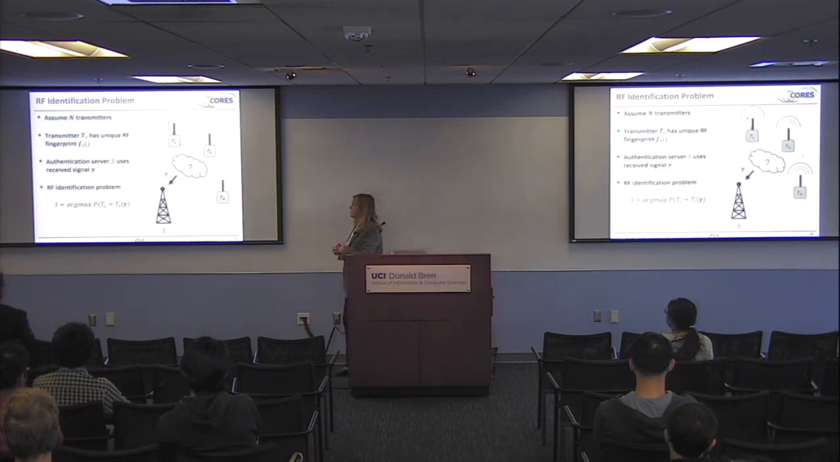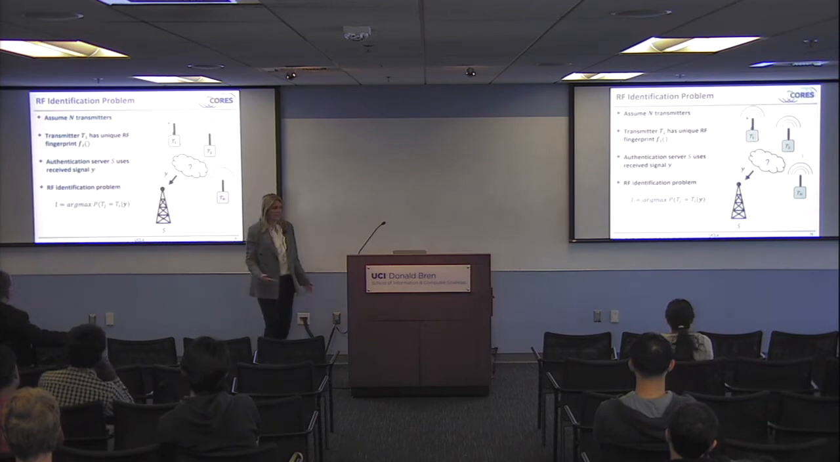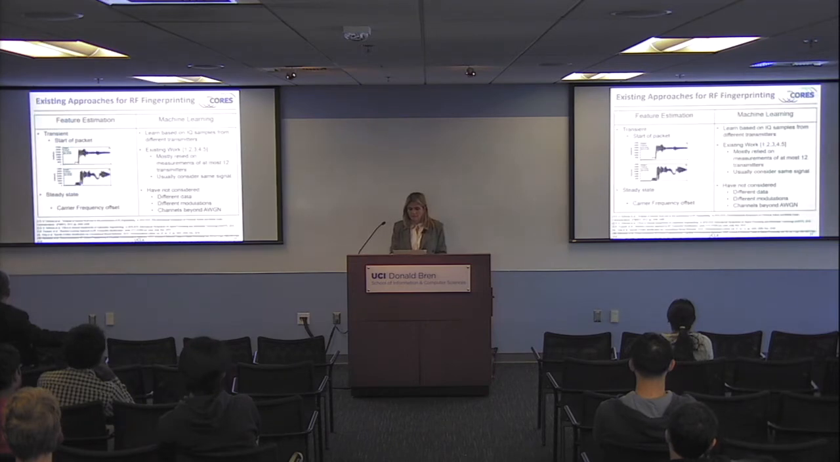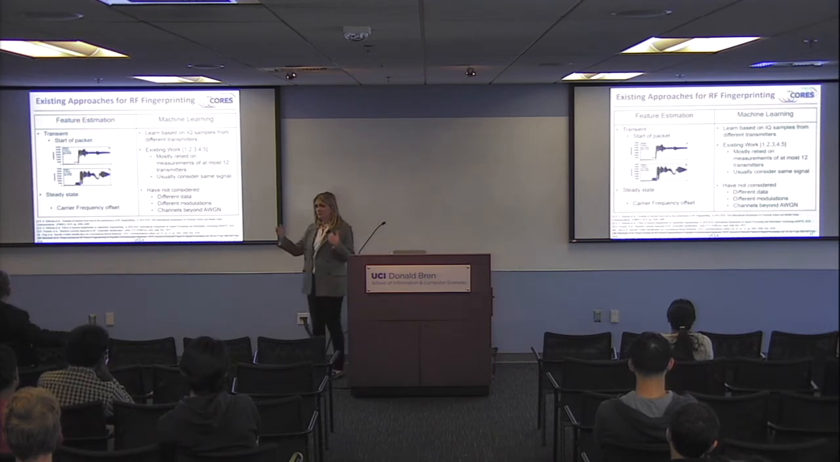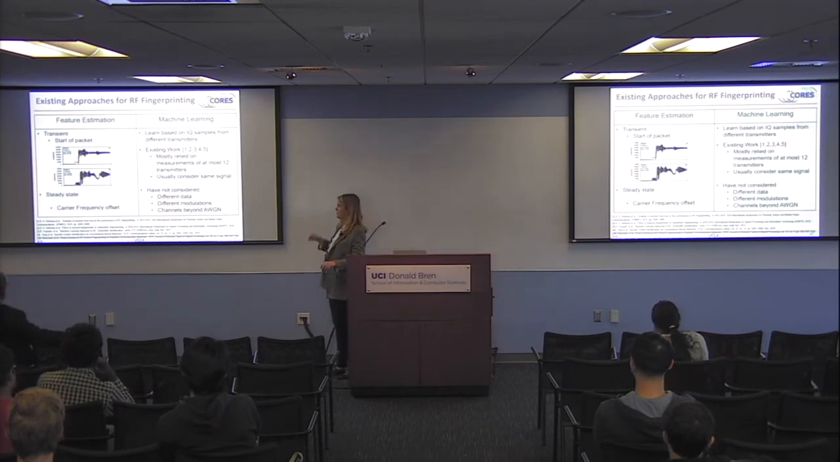So this is the identification problem. If you assume that there are N transmitters, each transmitter will have what I'll call a unique fingerprint, Fi. If my radio listens, can I say which one of the N is currently active? There are many existing approaches in the literature for fingerprinting, and some of them rely on processing of received samples, in terms of finding, let's say, the start of the packet, because maybe each transmitter will have a slight, but really slight, variation in how they transmit the packet.